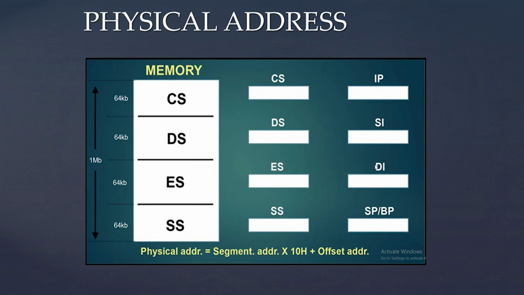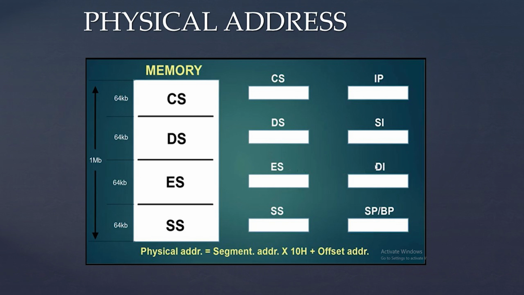corresponding segment registers. That is, the offset address for the code segment register will be in IP. The offset address for the DS, data segment register, will be in SI. For the extra segment register, this offset will be available in DI. For SS, the stack segment register, you could get the offset address either in SP or BP. So how will you get the physical address? It's nothing but segment address times 10H plus offset address.